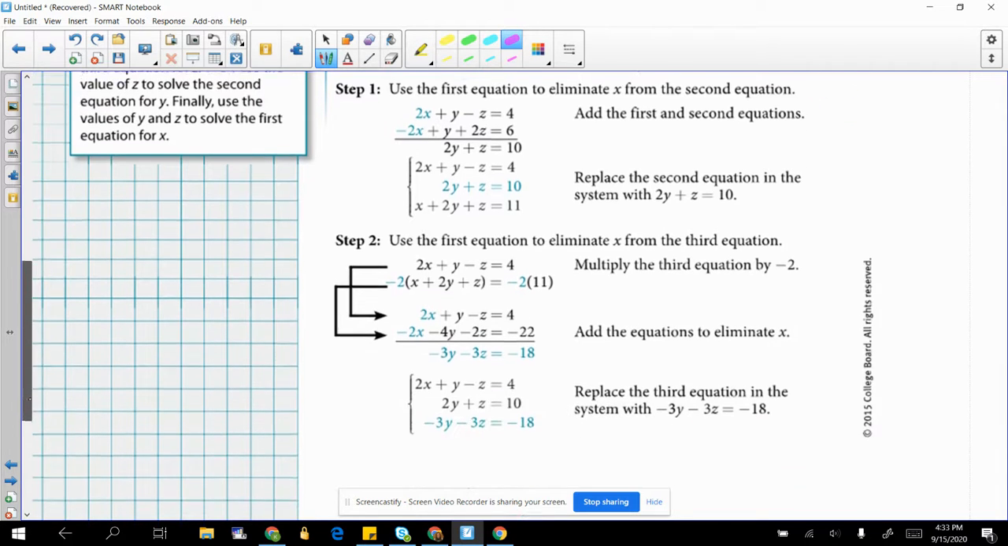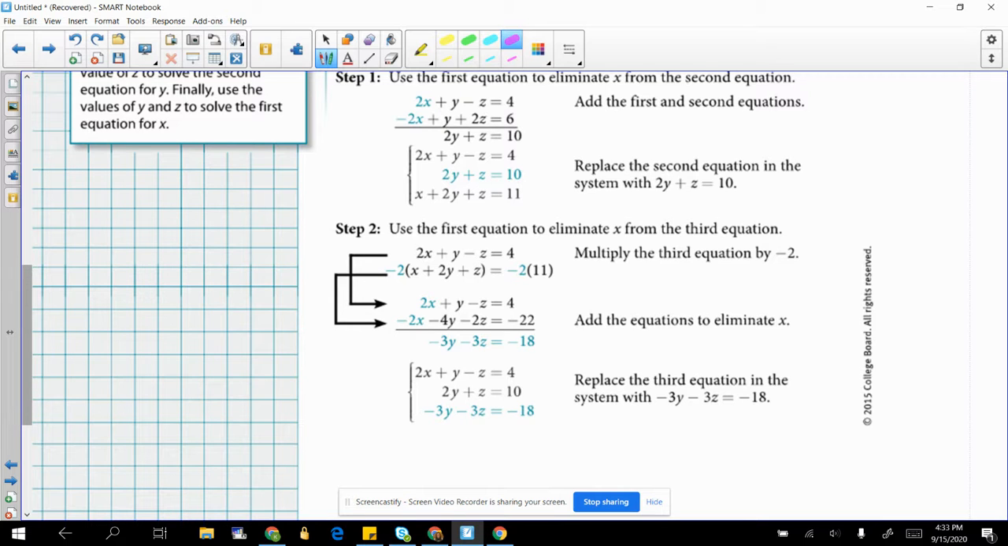And then they are left with just y and z in like a final equation here. All right. Then step two, you still want to use the first equation, but now you want to eliminate x in the third equation. So now you're using the first and third equations, and you have to eliminate the same variable. So they're eliminating x again. And if you can see here, they're left with y and z again, okay?